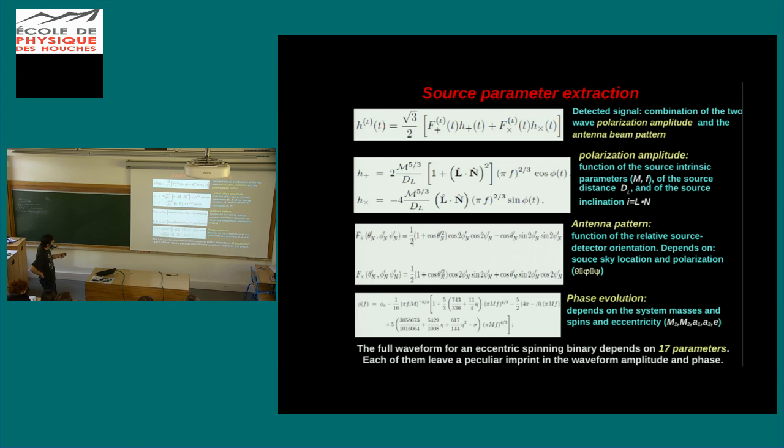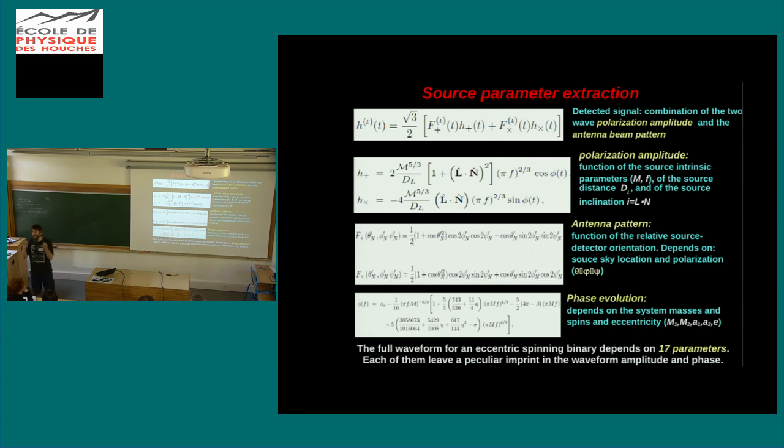The antenna beam pattern essentially encodes all the information about where the source is relative to the detector, so essentially the sky localization of the source and all other stuff. And the phase evolution of the source encodes all the information about the intrinsic parameters of the system, the individual masses, which don't enter as individual masses in the formula. They enter as a chirp mass and symmetric mass ratio, but that doesn't matter. You can extract the individual masses, you can extract the spins, you can extract the eccentricity, and so on.